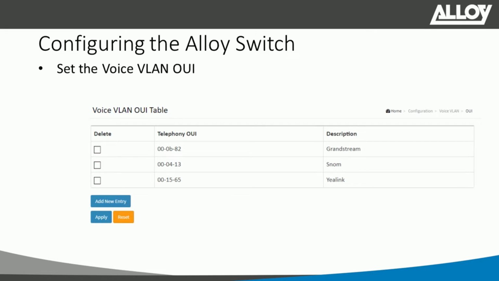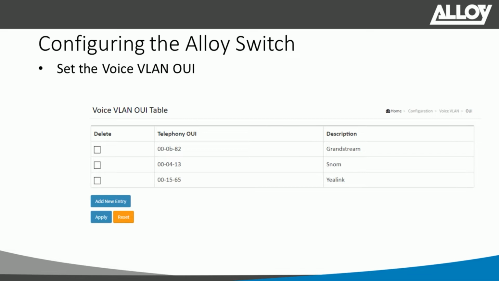Okay, so the next part is you enable and set up the OUI table for your devices. What an OUI table is, it's a vendor-based MAC address that will identify what kind of phone it is. And once configured in the switch, it will detect that a MAC address from this range and can automatically assign a voice VLAN that you decide.